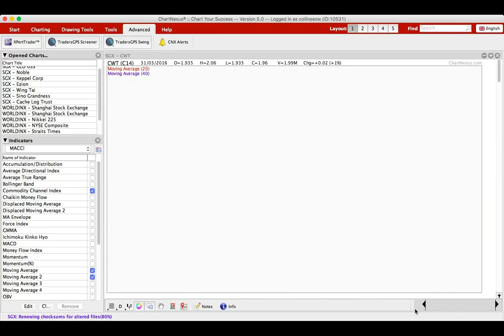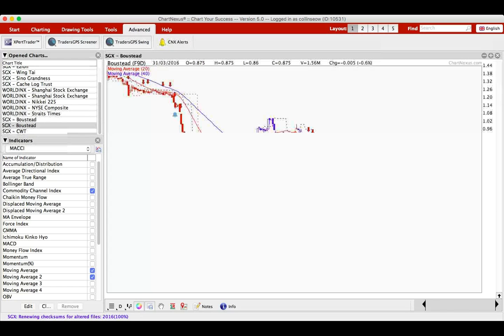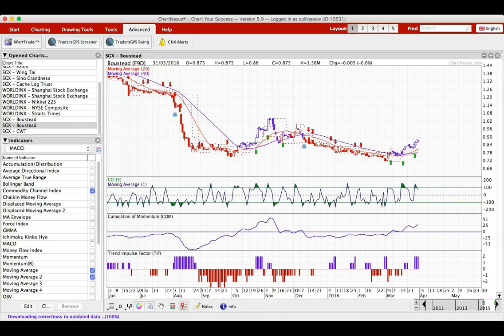CWT, this is another stock to look at. The trend is turning up and getting stronger. That is something that you can look at. And the last one is CWT, which you can look at.